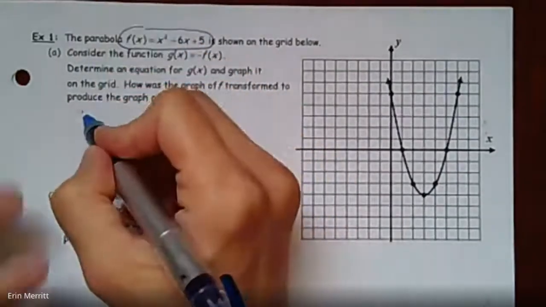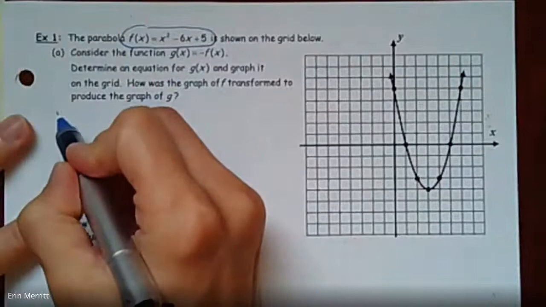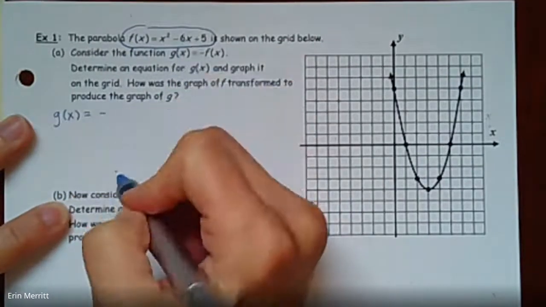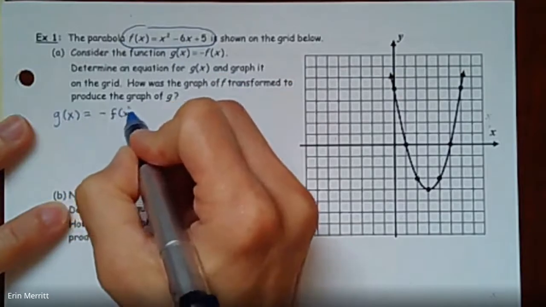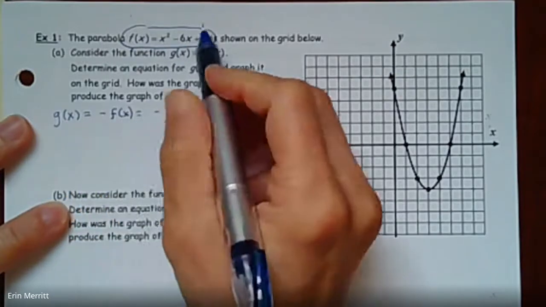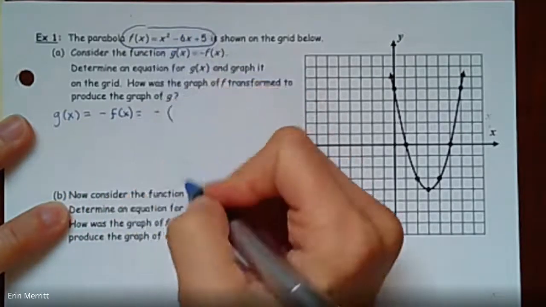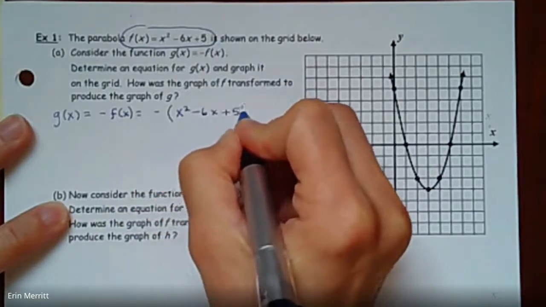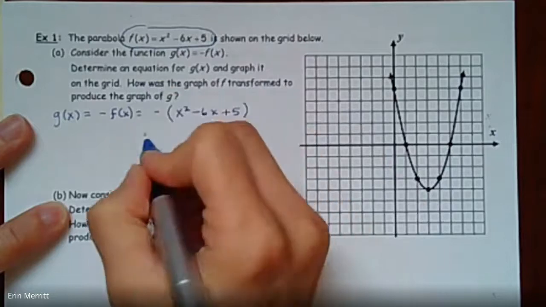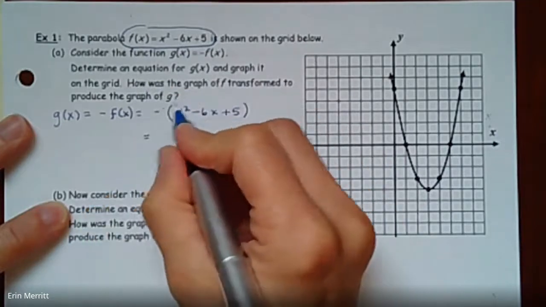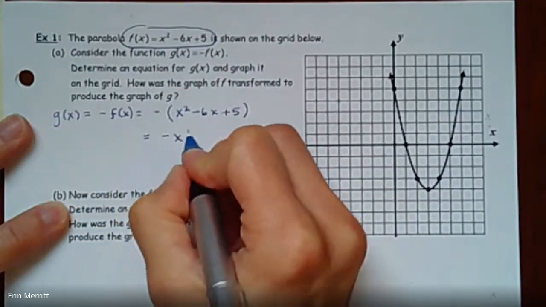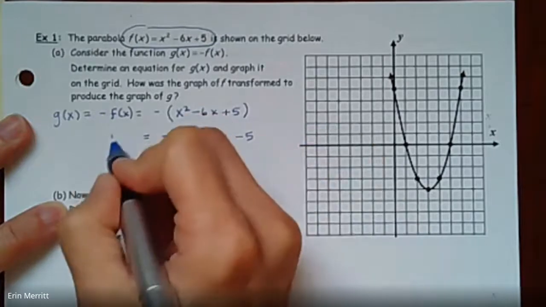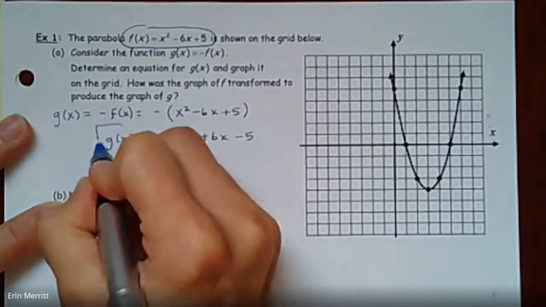So if we look at the equation piece of it, this is the part that I kind of like here. We're saying negate everything that is f of x. So we're going to negate this entire thing. So a big old set of parentheses here: x squared minus 6x plus 5. What that means for us is that we are distributing that negative. It is now negative x squared plus 6x minus 5. That is your new g of x function.